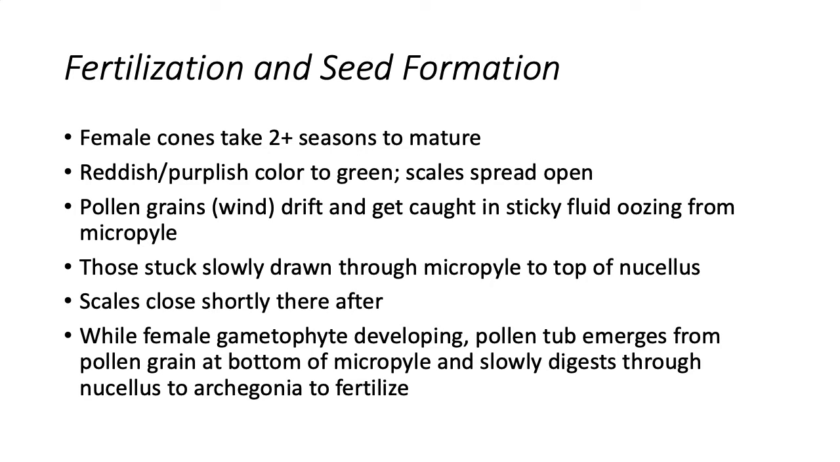So you'll see a coloration change in the female cones going from reddish, purplish to green. The scales will open up. At the end of each little scale is a micropyle, which secretes some type of sticky fluid to catch the pollen grains that drift through the air. And then once it lands on that micropyle, the scales will close up. And we are still not mature, so this is kind of like the start of fertilization.